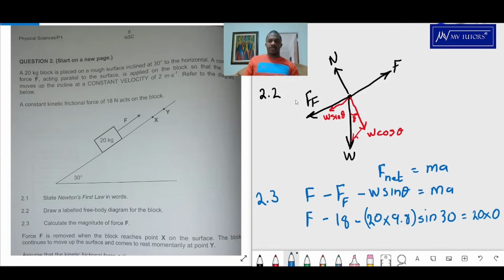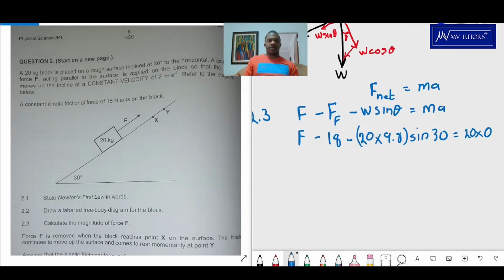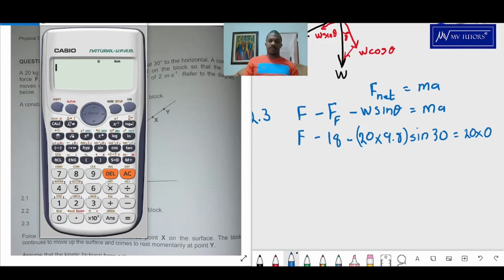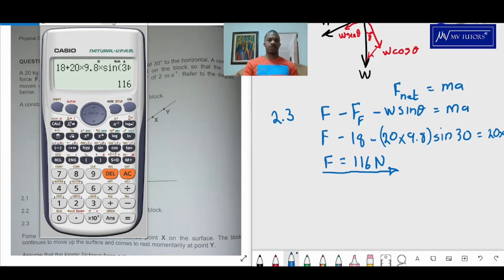Okay, now we should put everything in a calculator. All right, let me bring up a calculator so that we can do this real quick. If I take everything to the other side, I'm going to have 18 plus 20 times 9.8 times sine of 30, close that bracket, equals 116. So F is equal to 116 and it's in newtons. That's it, just like that. Okay, let's move on to the next question.